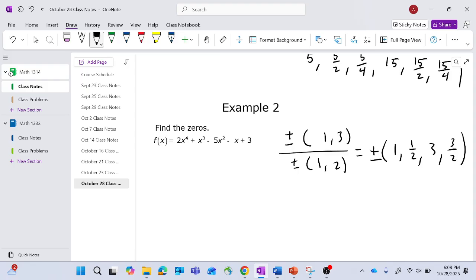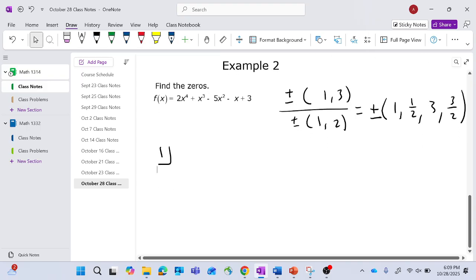All right. So these are what I'm going to check to see which of these are actually zeros or not. And what that means is that we're going to do synthetic division with these numbers right here. So we're going to start with 1. Start with the whole numbers. Don't deal with the fractions if you don't need to. Start with 1. So remember the coefficients are 2, 1, -5, -1, and 3.